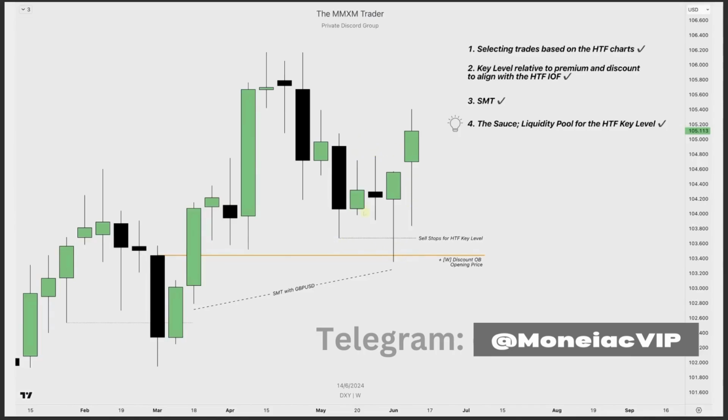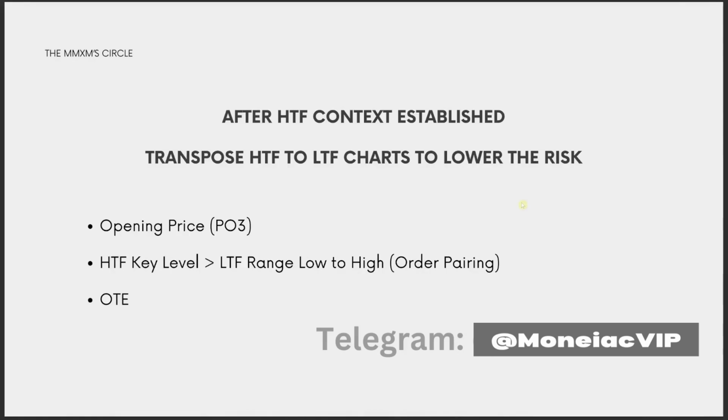And then we want to pair those sell stops up with the buy stops above here. So now that we have determined and established our higher time frame context, we need to transpose that higher time frame to the lower time frame charts to lower down our risk. We need to utilize the power of 3.